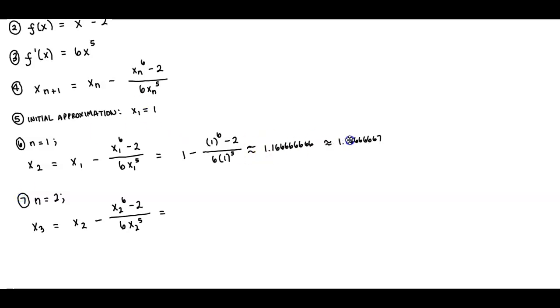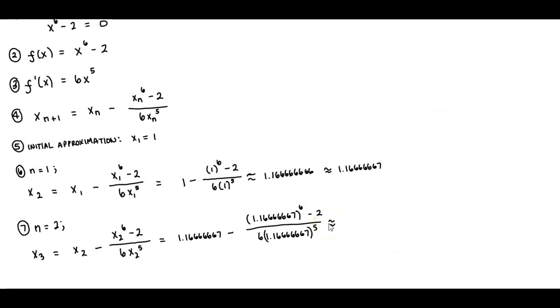Whatever we found for x subscript 2, we're going to take that value and subtract it, and then again we're going to take that value and raise it to the 6th power and then subtract 2, divided by 6 times again that value to the 5th power. Okay, so at this point we can use a calculator.